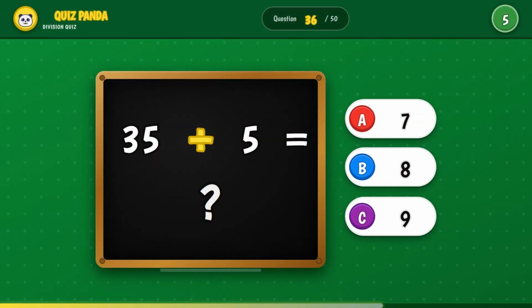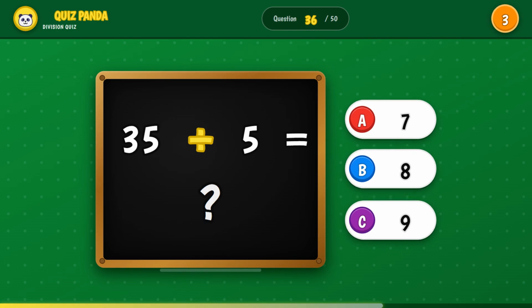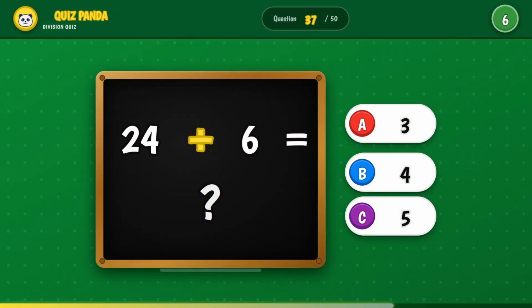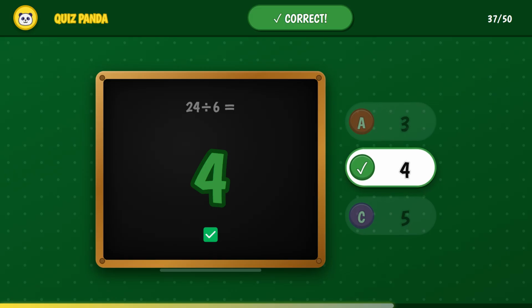Question 36. 35 divided by 5. What's the answer? The correct answer is A, 7. Question 37. What is 24 divided by 6? The correct answer is B, 4.